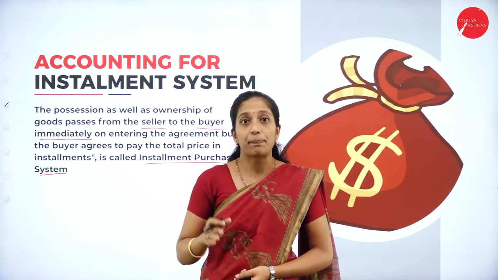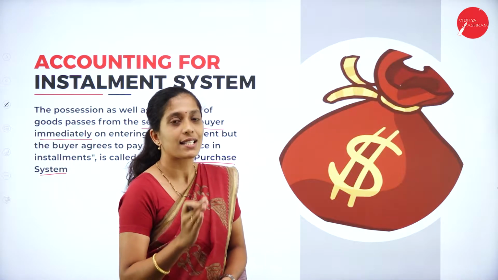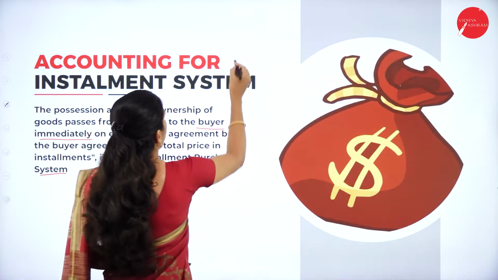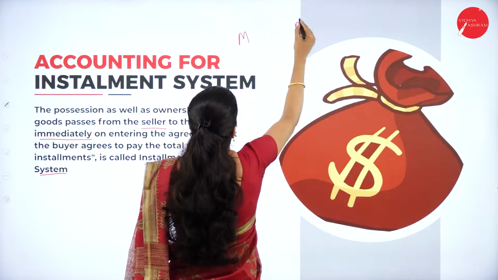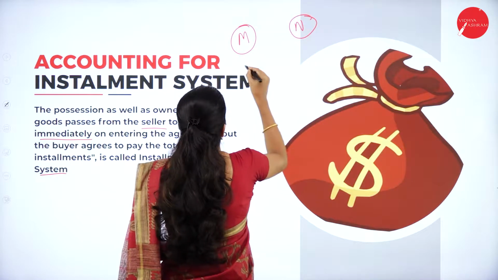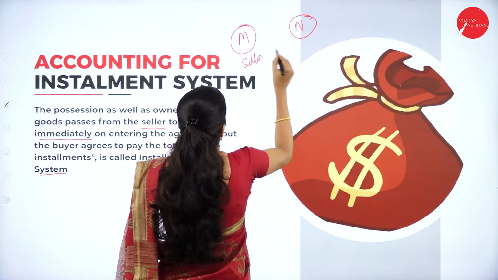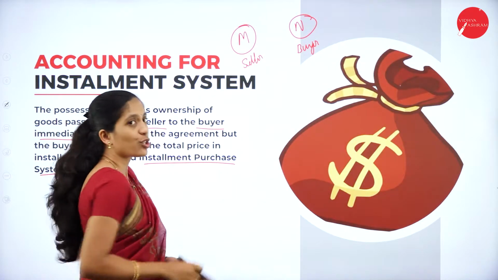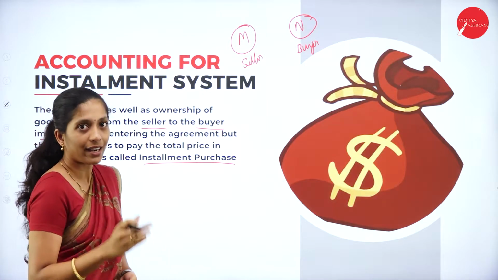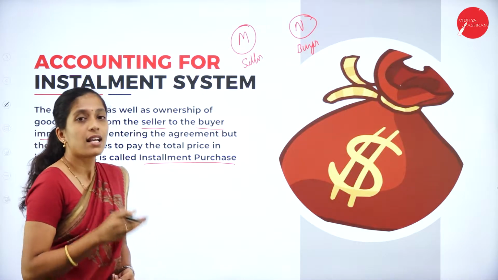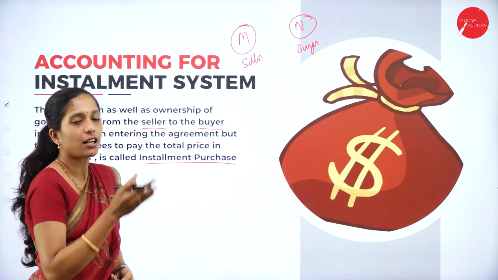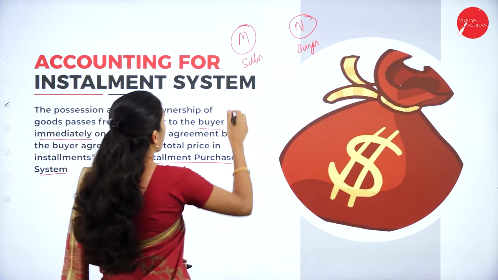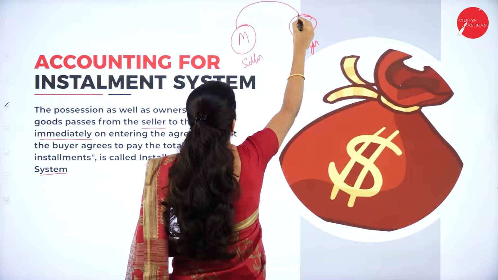So I'll give an example so that you can clearly understand what installment purchase system is. For example, there are two parties M and N, and M is known as seller and N is known as buyer. Whereas in hire purchase system, M is known as hire seller or hire vendor and N is known as hire purchaser. So here there are two parties, seller as well as buyer. Clear? Now what happens? M will transfer the goods to N.